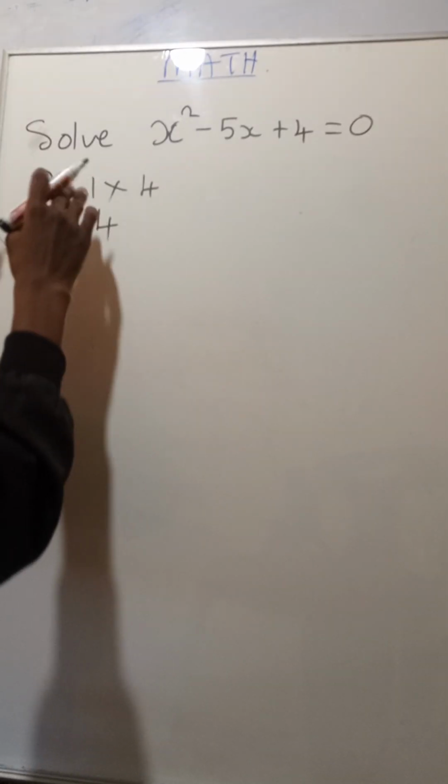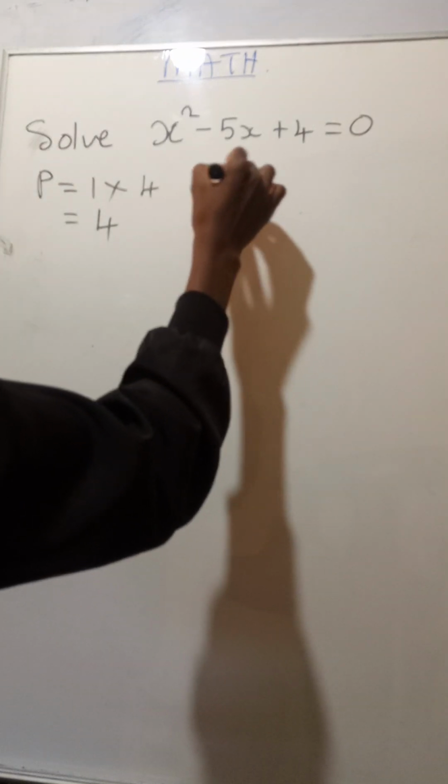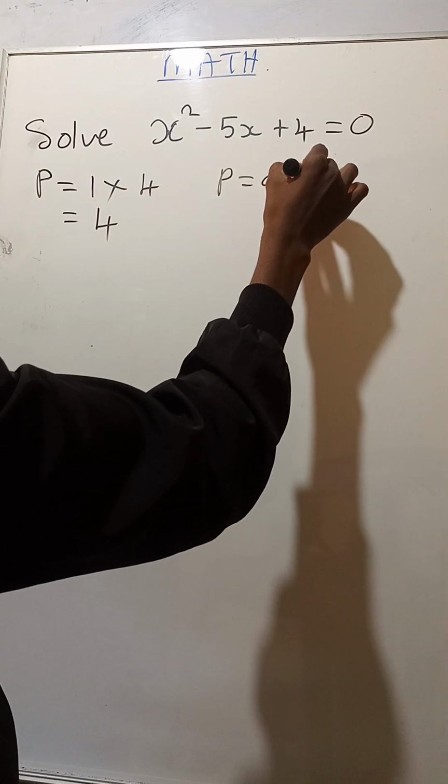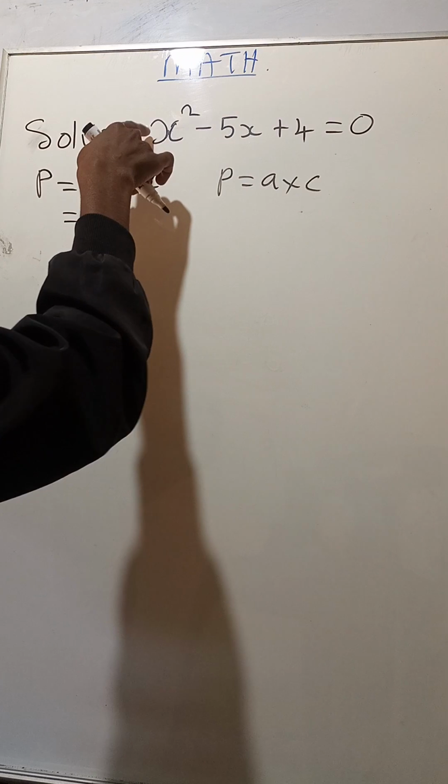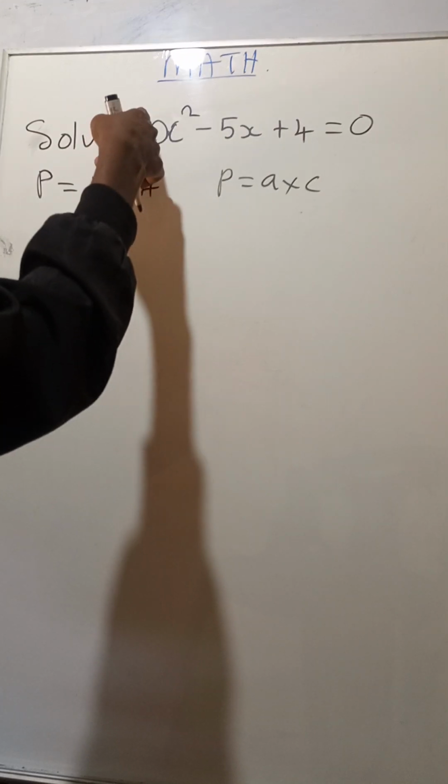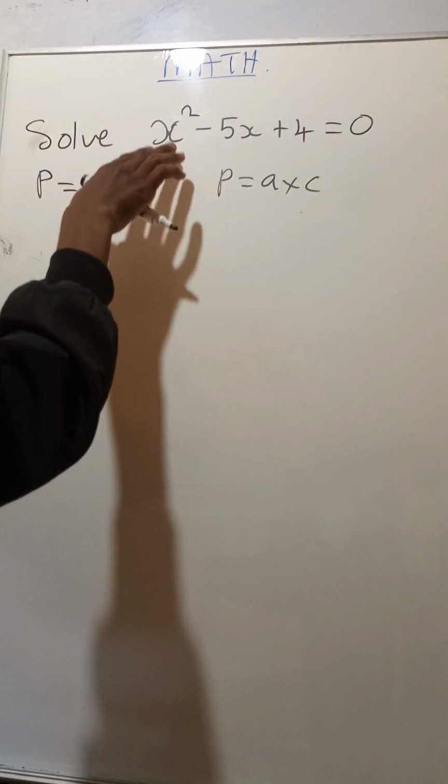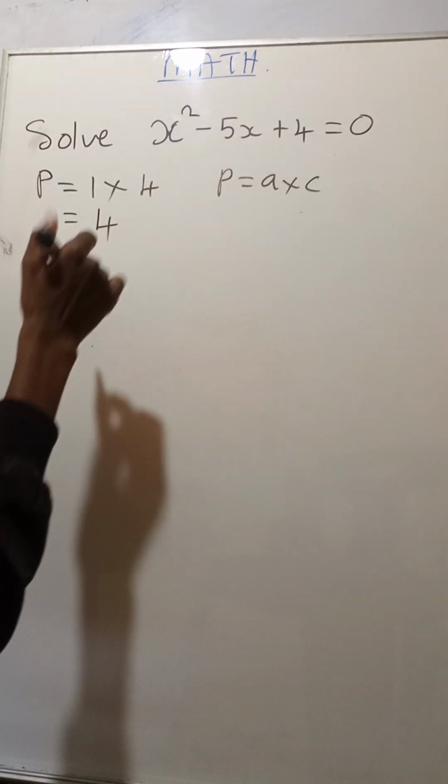That's the product, because whenever finding the product, we say the product is equal to a times c. This a is the coefficient of x squared here, and the coefficient here is 1. That's why I found the product.